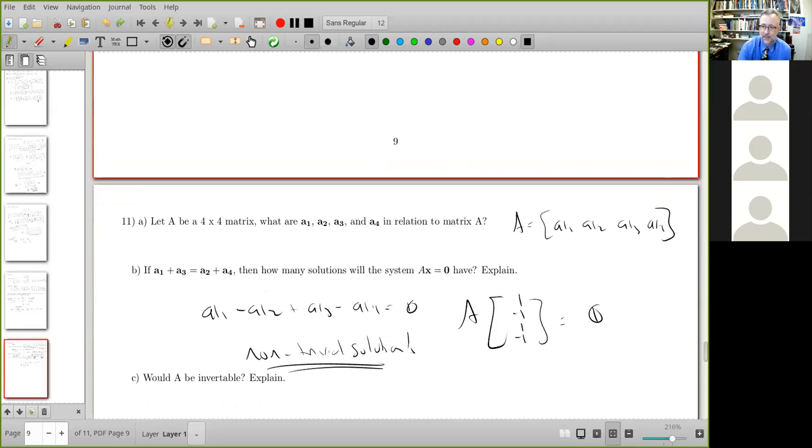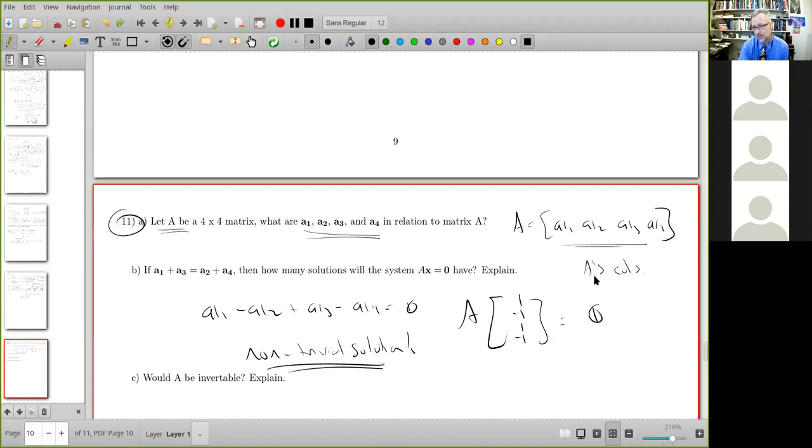Okay. And then for problem 11, my big point here was: what do the bold font A's, the capital A, mean? It's A's columns. That's what I was trying to force you to tell me. What's a bold font A? Compared to bold font lowercase a, it's A's columns. That's the normal way we write this. So I have A's columns look like this: A's first column plus A's third column is equal to A's second column plus A's fourth column.